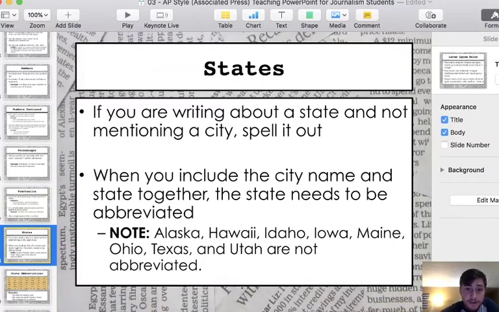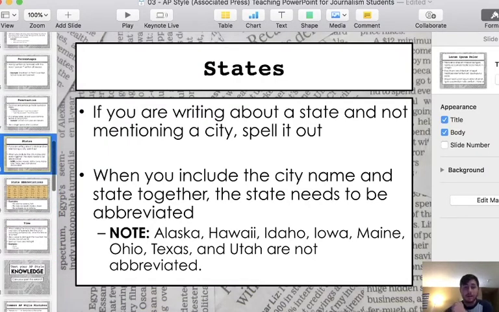States. If you are writing about a state and not mentioning a city, spell it out. So these are the same concepts that we talked about. You notice there's a theme here from months and years and dates. So if we're talking about states, you would always write out the state if you're not mentioning the city.